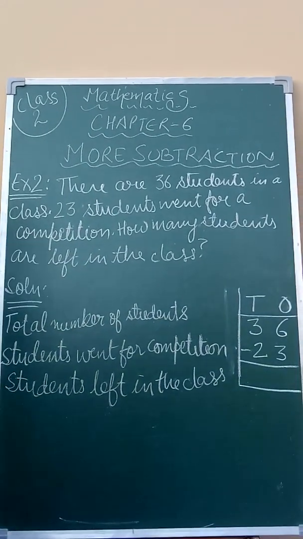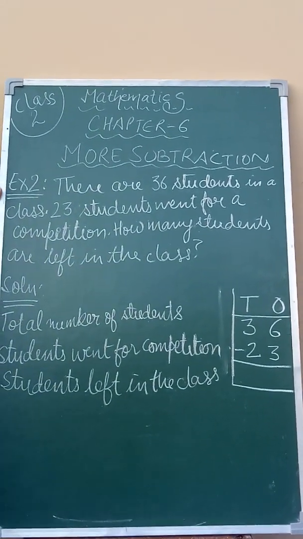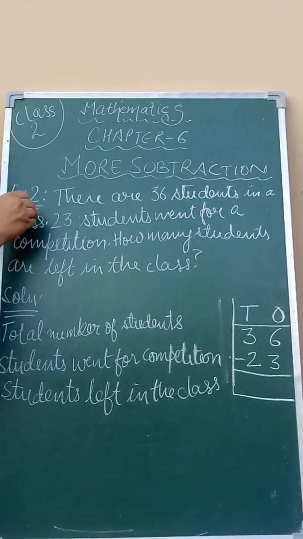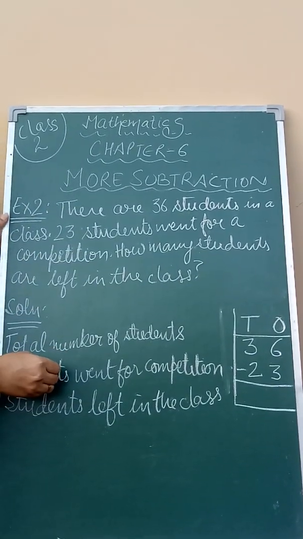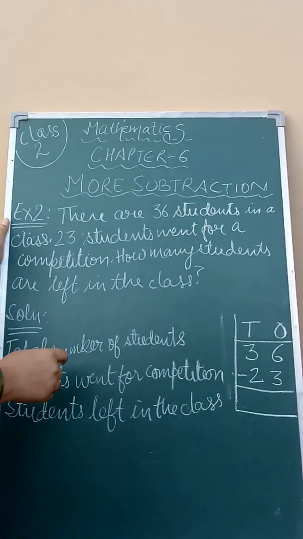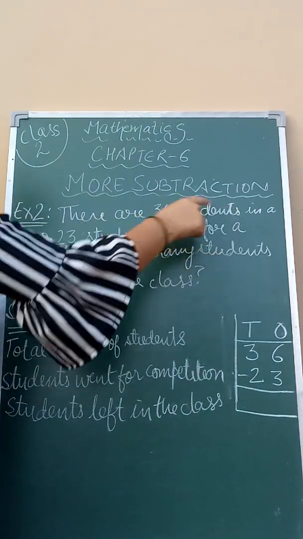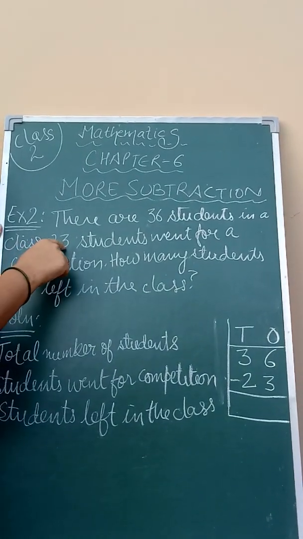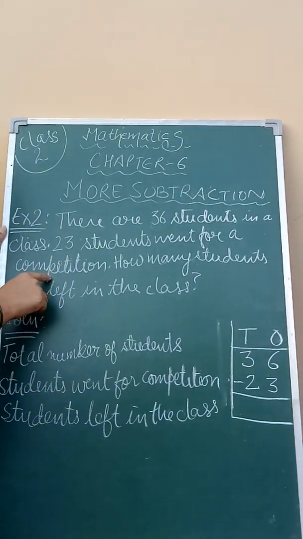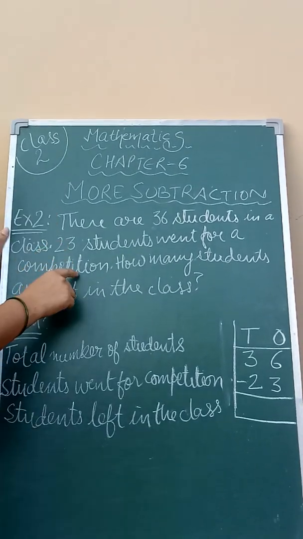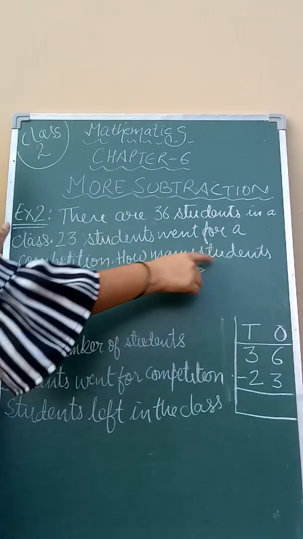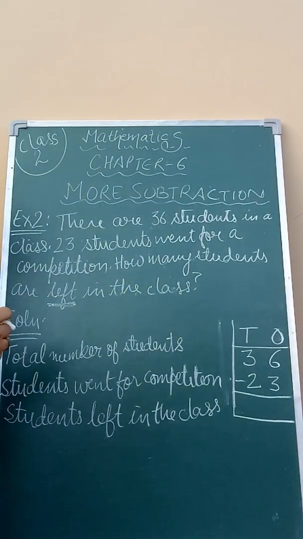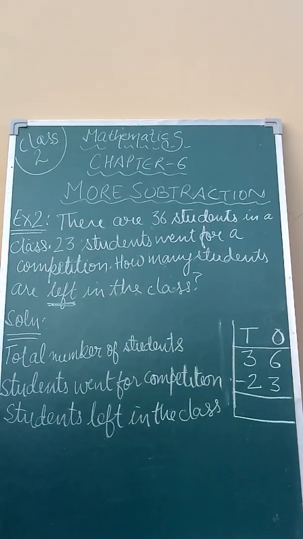Okay students, let's take one more example, and this is a word problem. In subtraction we also have such types of questions. In this type of question, first you have to read the question, understand it, and make the statement, and then we will subtract. So let's read out the question. There are 36 students in a class. This is the first statement. Total number of students in the class is 36. 23 students went for a competition. They are gone. How many students are left in the class? Left in the class means we have to find the remaining students in the class.